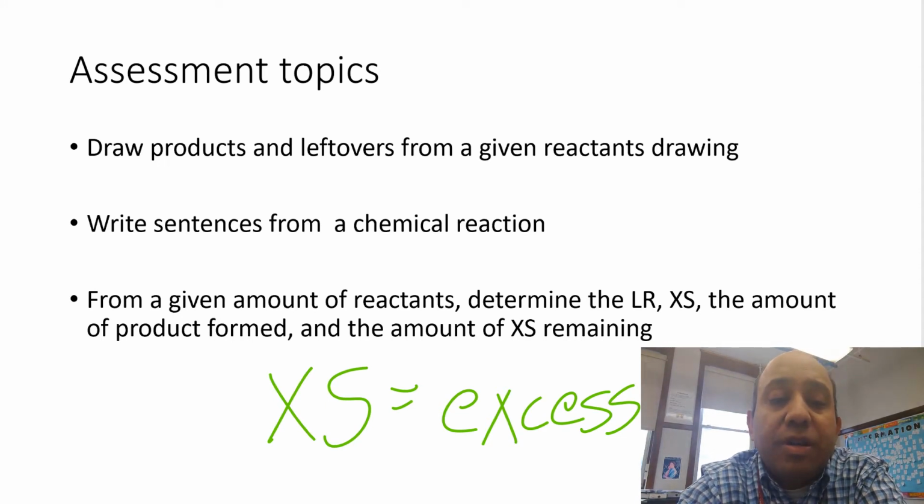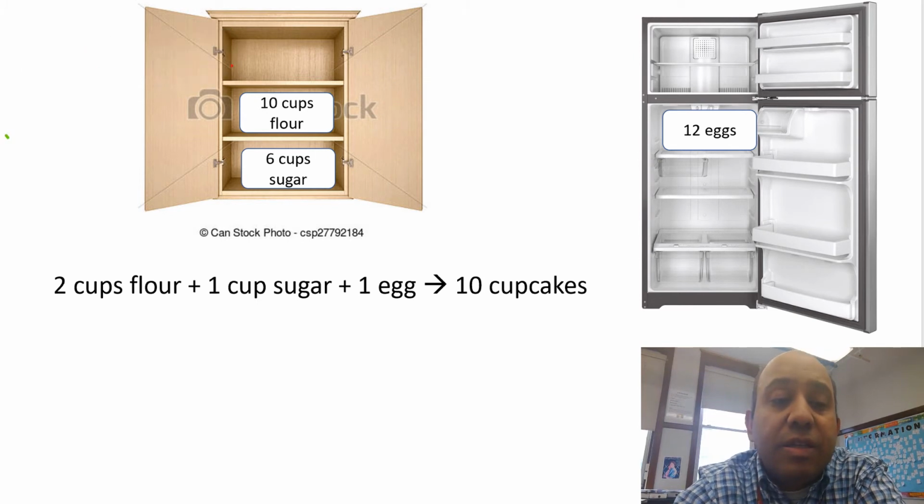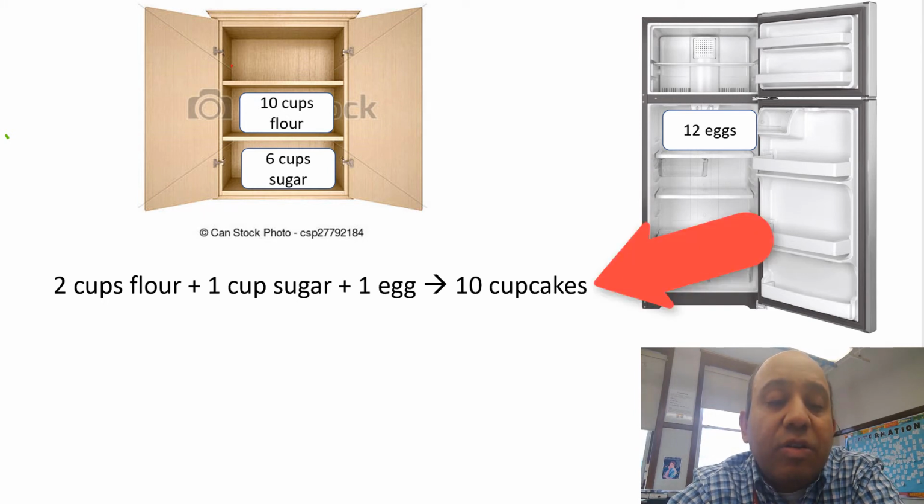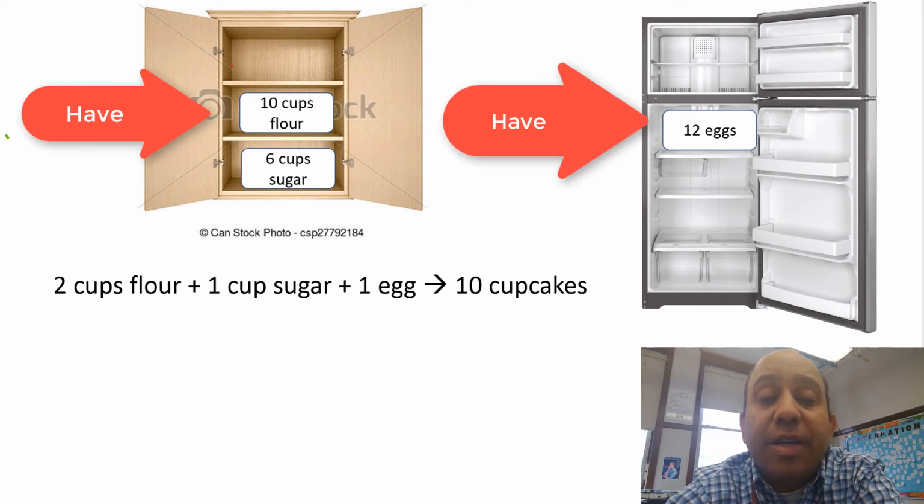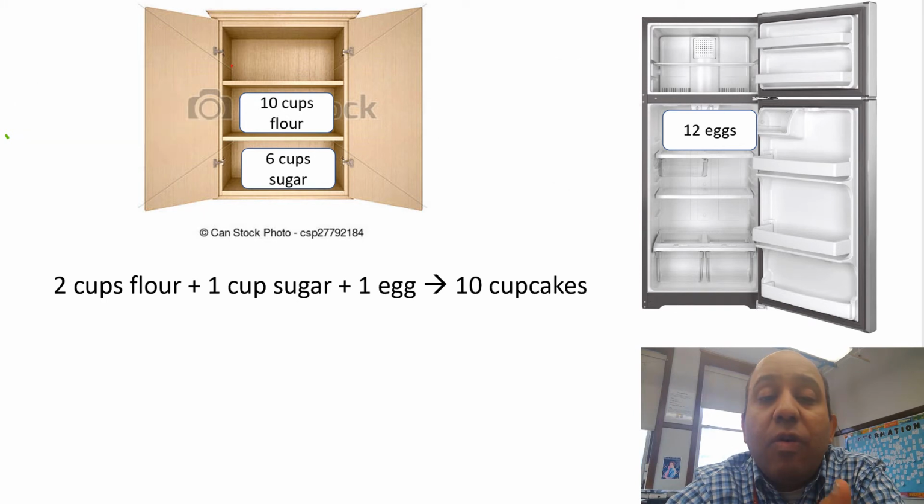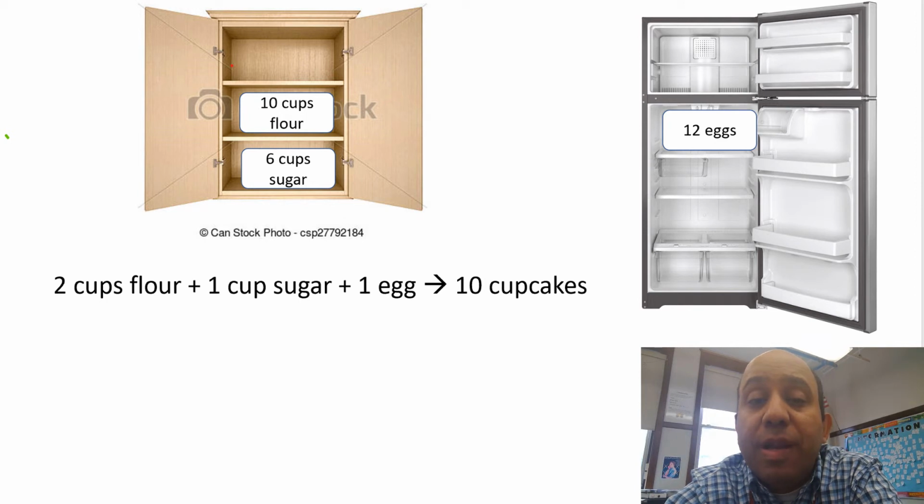So the practical use of this information is to think of cooking like you do with chemistry, or think of chemistry as you do with cooking. So you have this chemical reaction here, or a recipe, of 2 cups of flour, 1 cup of sugar, 1 egg, making 10 cupcakes. And you have a different amount of ingredients that are in your cupboard and in your fridge. So what that means is that one or multiple of the ingredients are going to run out and some are going to be left over.